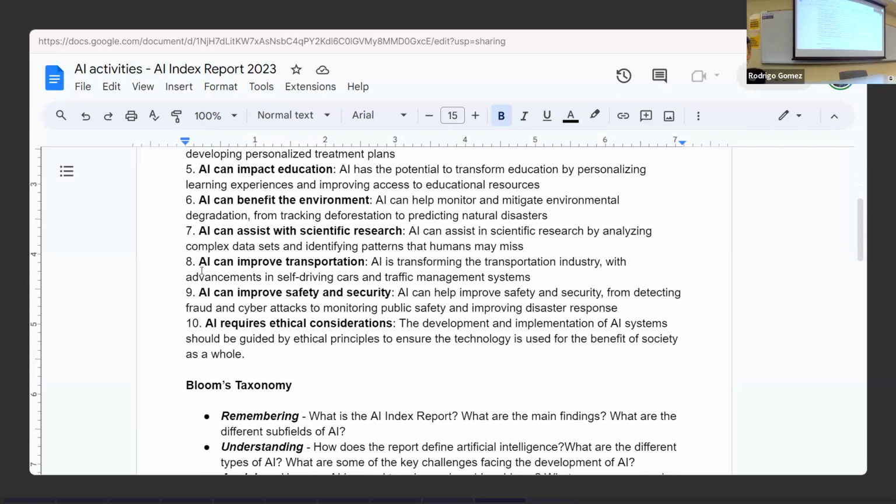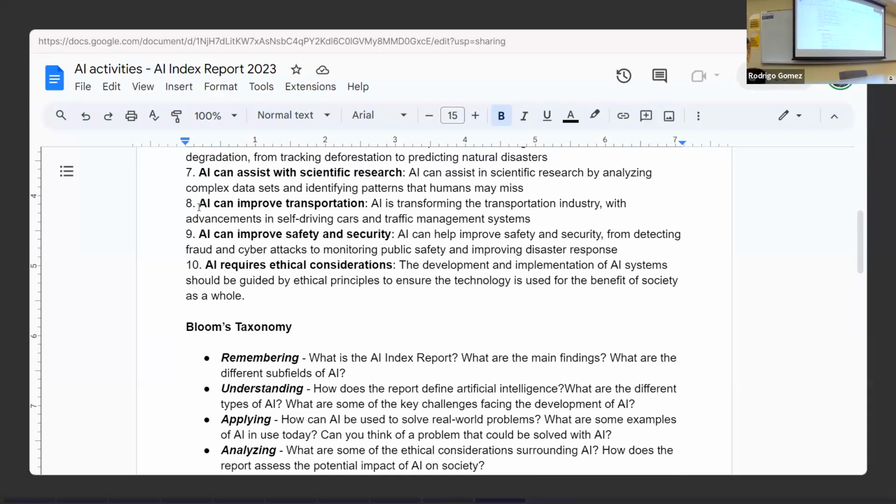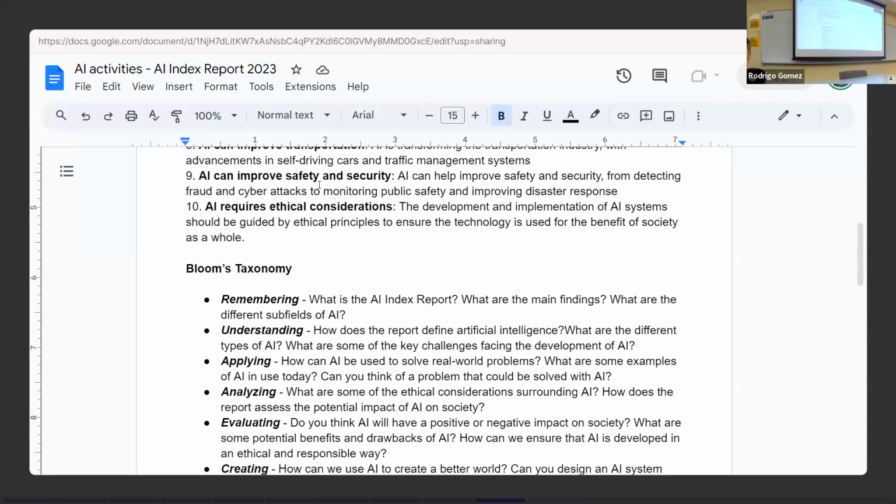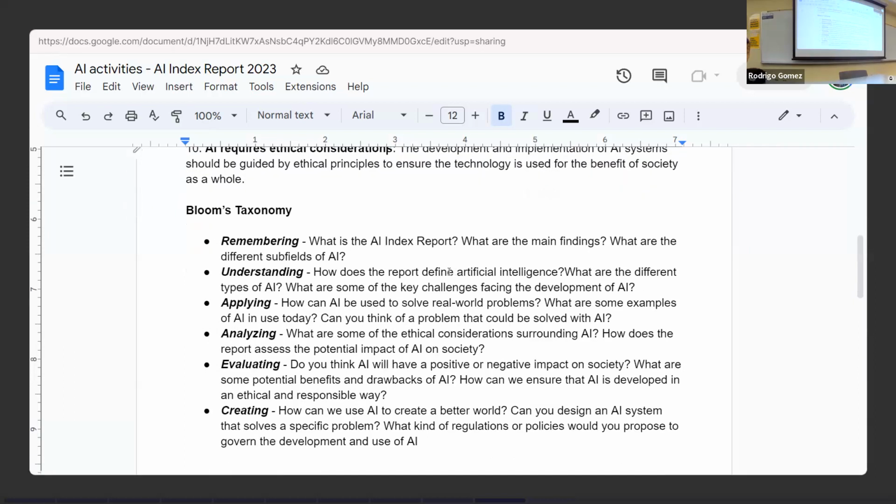Let's talk about that. AI can assist with scientific research. We talked about data collection, right? Archives, using coding to extract information from data sets, right? All that is AI powered now, or will be very soon. AI can improve transportation, so we have some conversations about that as well with robotics and technology. AI can improve safety and security, and AI requires ethical considerations. Always the ethical considerations, so never overlook the ethical considerations. But this is sort of the taxonomy that I wanted them to walk away with.